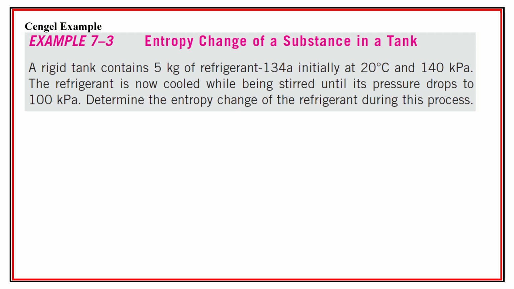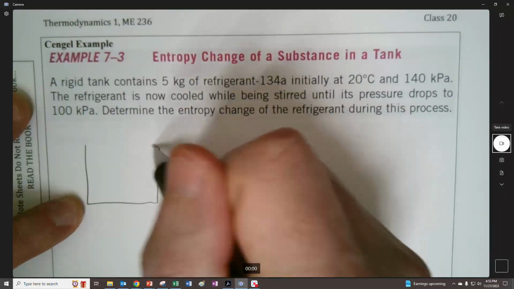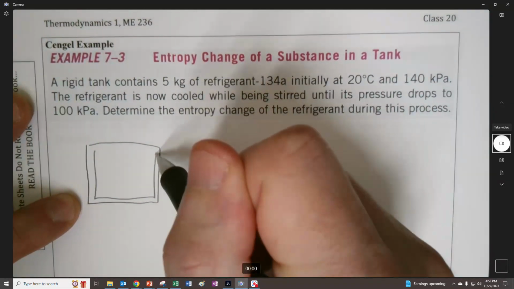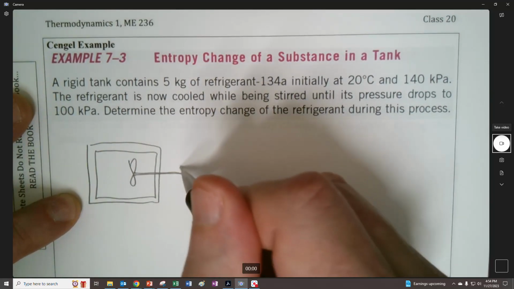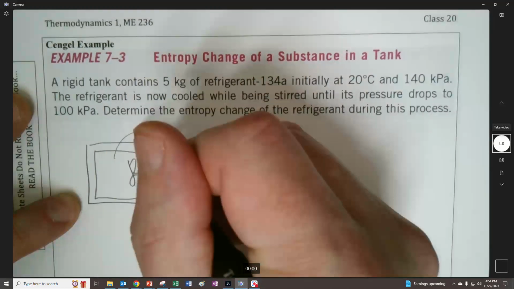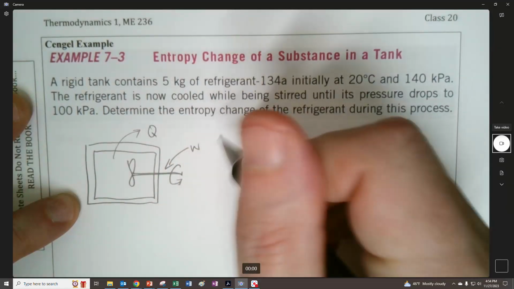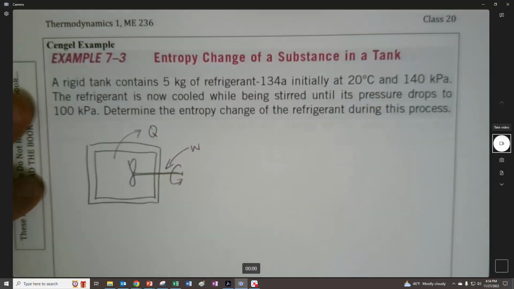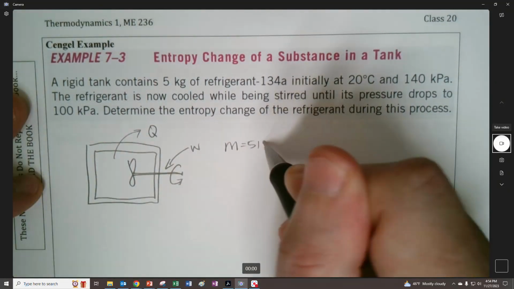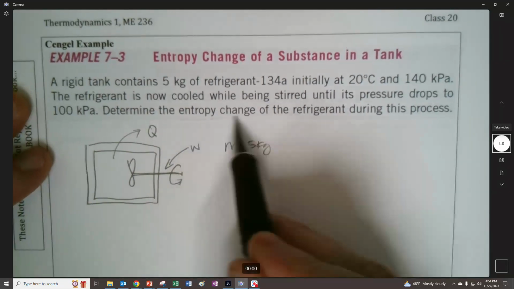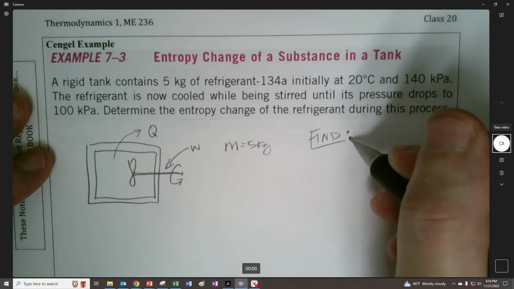So let's switch over to here and see what's going on. Let's draw a little thing. All right, so it's being stirred. That means work is being placed into this thing. And it's also being cooled, right? So we have work coming in, and we have heat going out. We also know that the mass is 5 kilograms, and we're trying to find the entropy change, delta S.